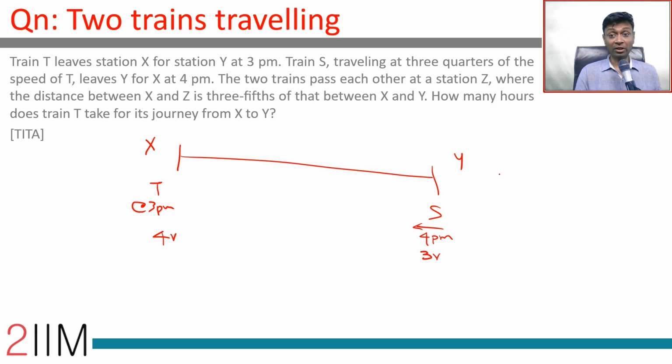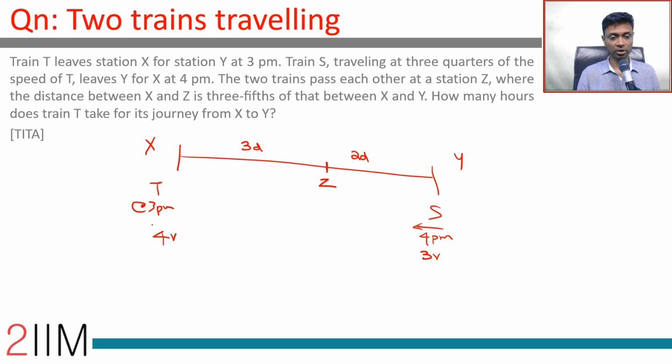The two trains pass each other at a station Z, where the distance between X and Z is 3/5 of that between X and Y. So X to Z is 3/5 of that between X and Y. So if the overall distance were 5D, this is 3D. Remaining should be 2D.